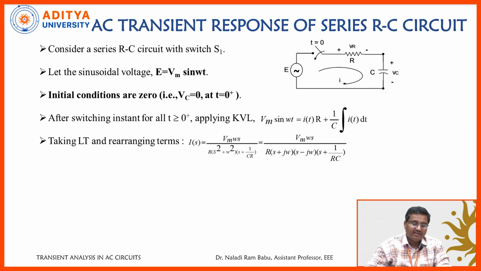As we stated, here we are going with a series RC circuit, that means the resistance R is connected in series with the capacitance, and at time t equal to 0, the switch is closed and connected to a supply, where i(t) is the series current flowing through the RC circuit, VR is the voltage across the resistance, and VC is the voltage across the capacitance. As we stated for AC transients, the supply voltage is E equals Vm sin(omega t plus theta). Here we have considered the phase angle theta to be 0.